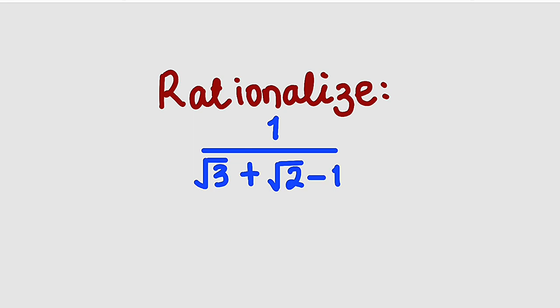In this tutorial, I'm going to show you how you can rationalize the denominator when you have more than two terms. You can see here we have three terms. So how can we do that? To rationalize the denominator, always you have to multiply the top and the bottom by the conjugate of the denominator.